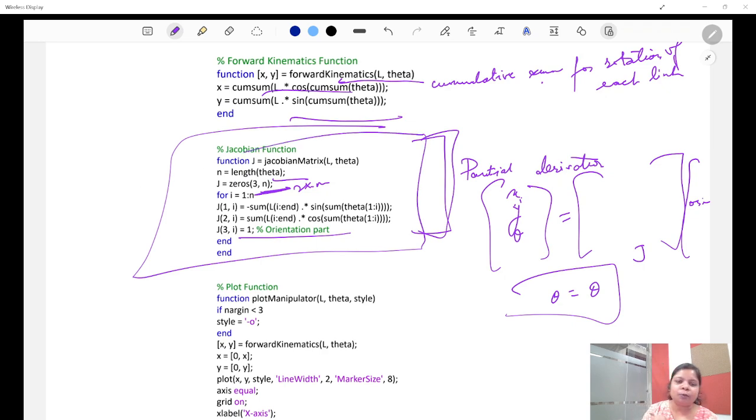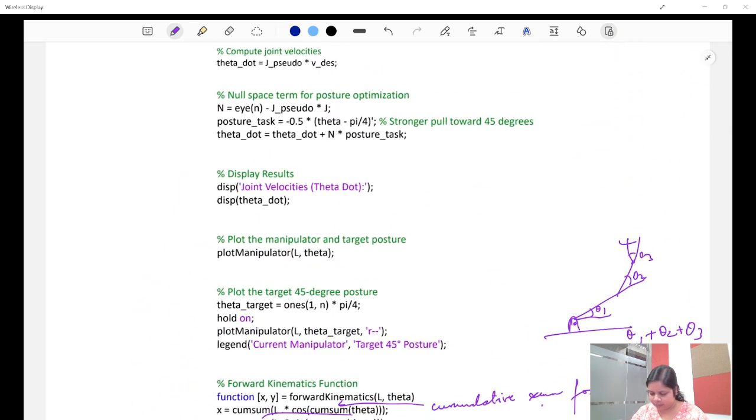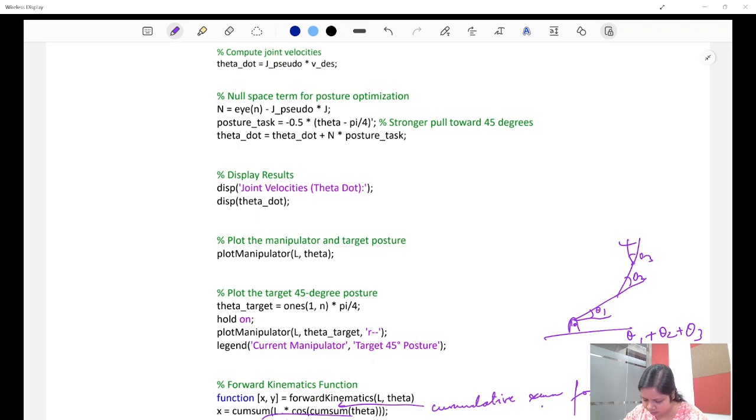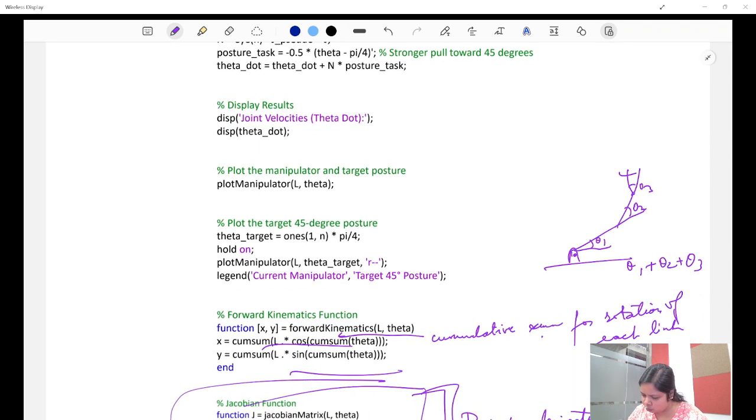No matter what the programming language is, the logic always remains the same. You're supposed to define a matrix, differentiate all the terms with respect to the other variables, and find out the partial derivative. So here you have calculated the partial derivatives for each joint angle.